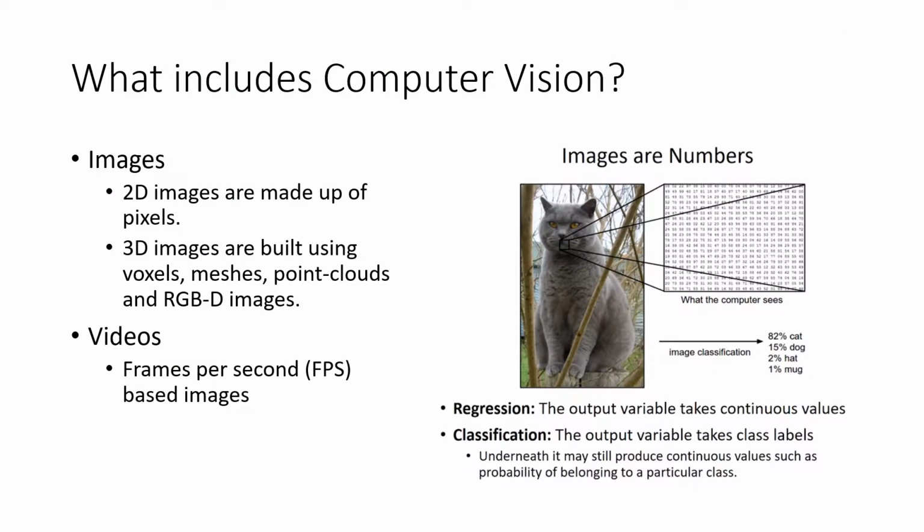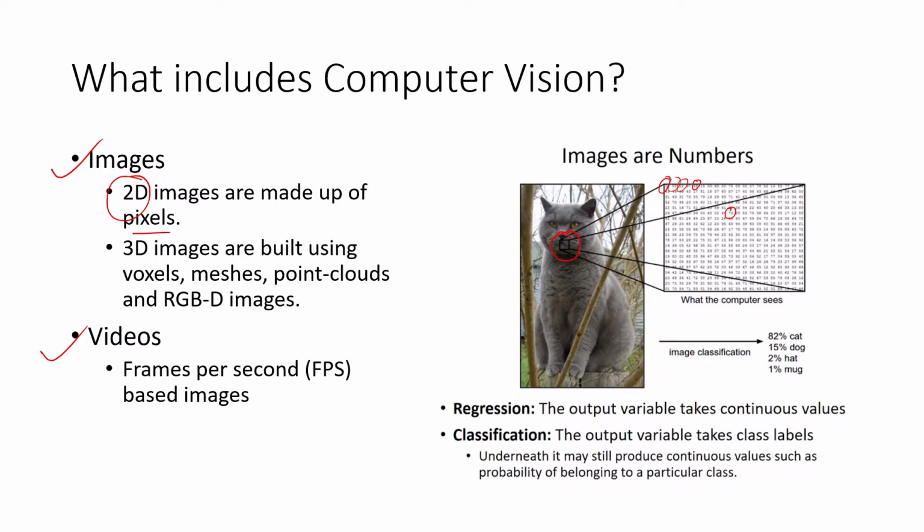Now, what includes computer vision? Computer vision has images, computer vision has videos. Within images, you may have a 2D image which is made up of pixels. So, what is a pixel? Let's say you have this cat and this region is being zoomed in, and you will see that there are a lot of numbers. This is 8, this is 2, 22, then 38, and then 75. So, all these numbers are pixels, and based on these pixels, you are trying to solve your problem.